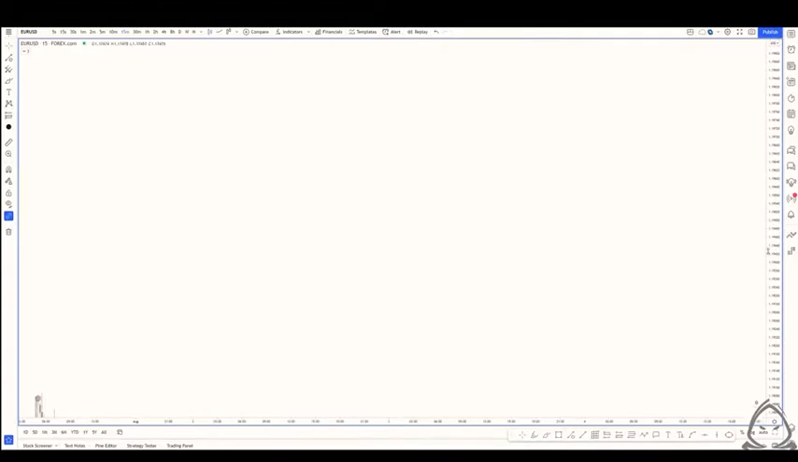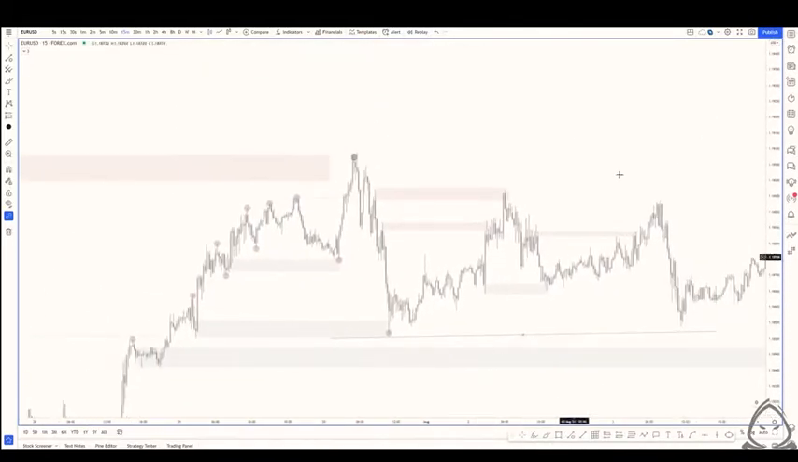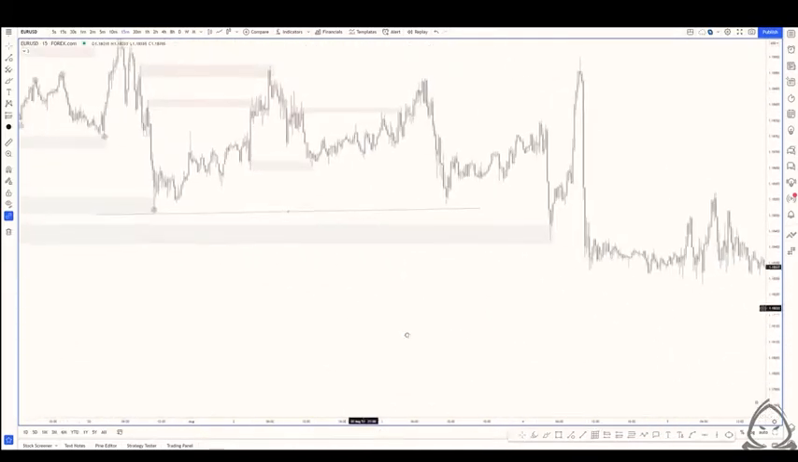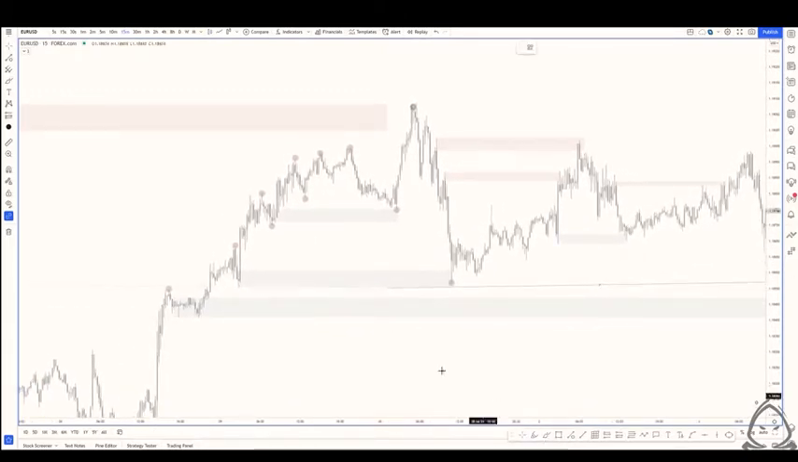So what we'll do is we'll just look at a couple examples of supply and demand zones here on Euro Dollar. We're gonna look at 15-minute. We might switch to 1 minute as well. But for now, we'll just start on the 15-minute and see how we get on.